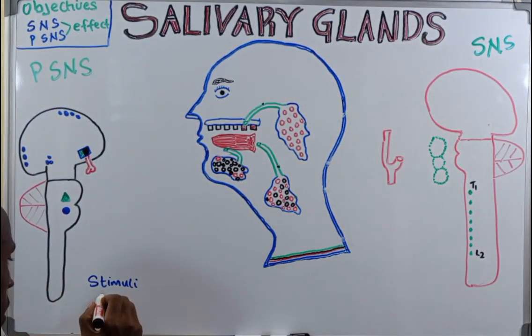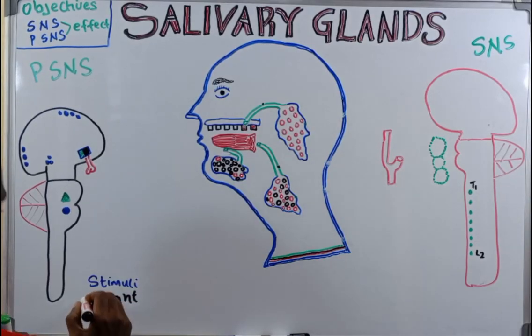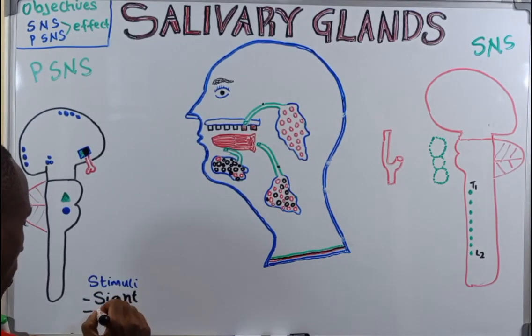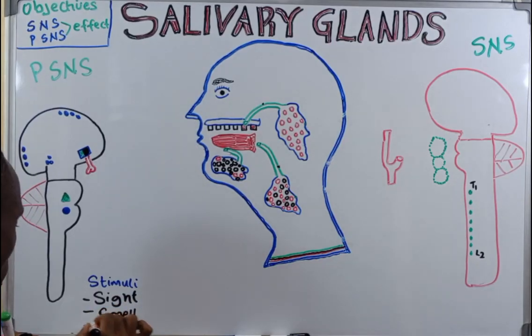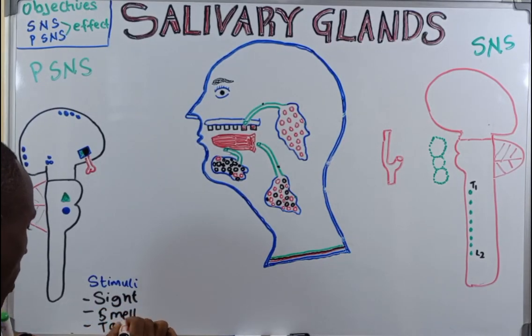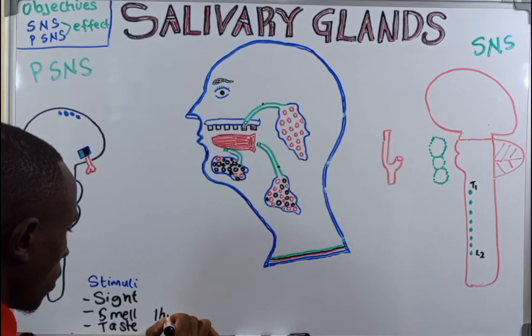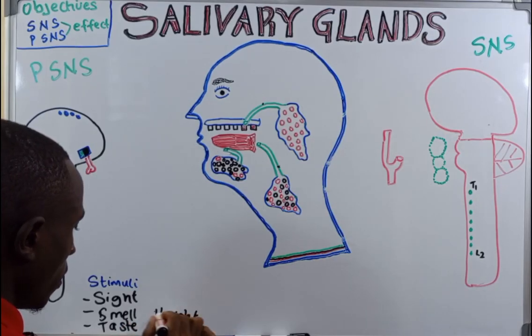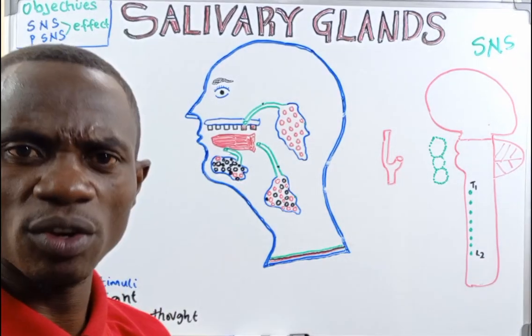First of all, we have sight, okay, sight of food. We even have smell. We even have taste, taste of food. And we also have thought. So now these are going to be the stimuli for the salivation process.